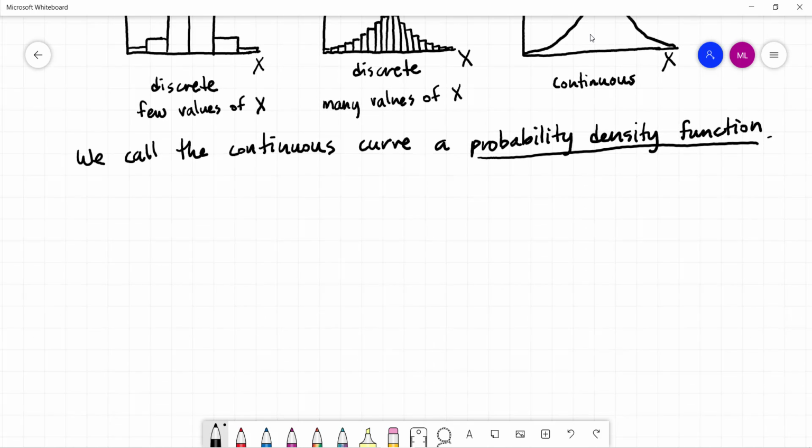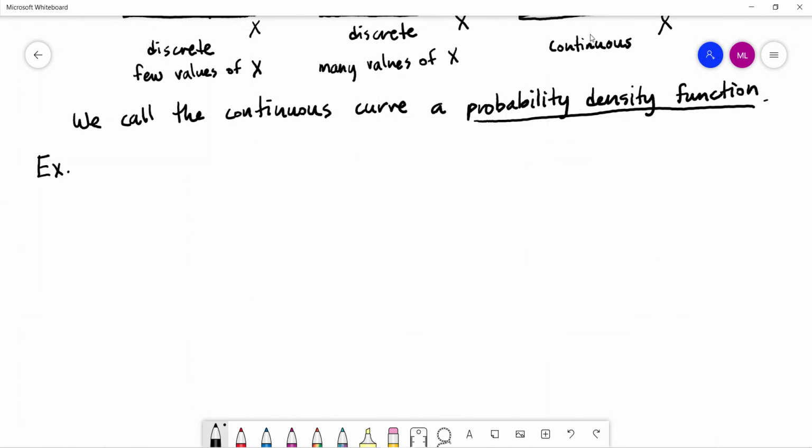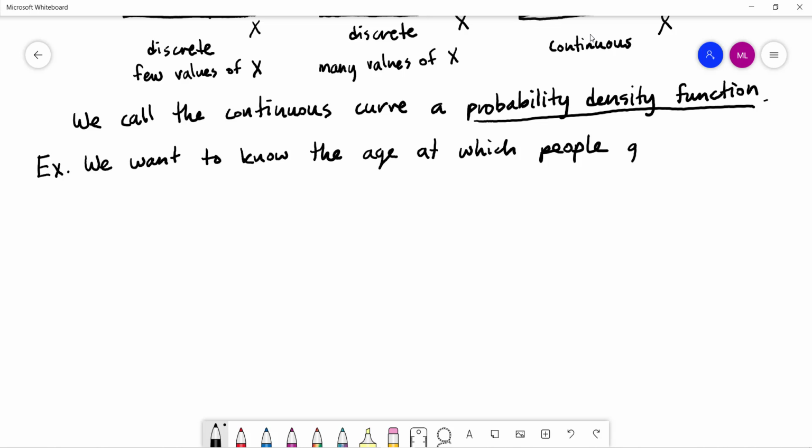So let's look at an example and see how this might work. I want to think about the age at which people get their first driver's license. So when do people get their first driver's license? We want to know the age at which people get their first driver's license.